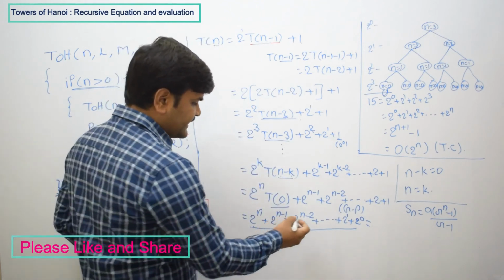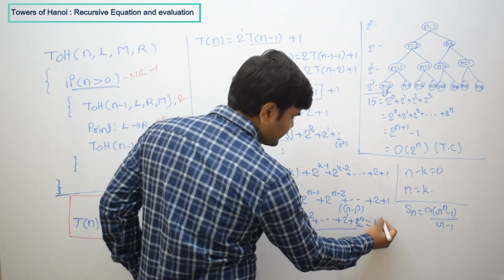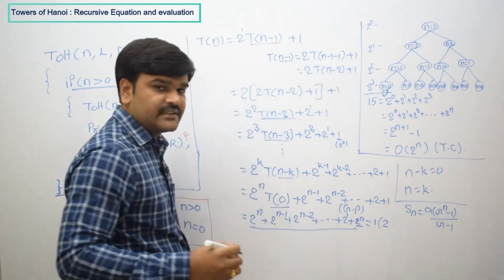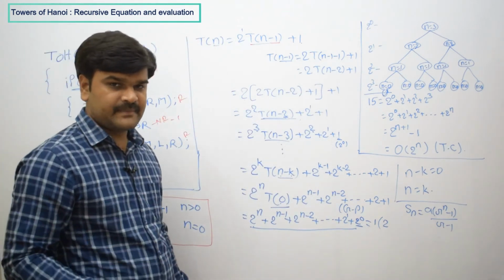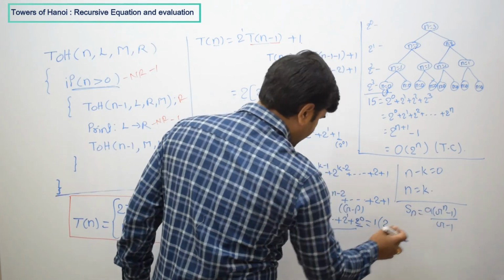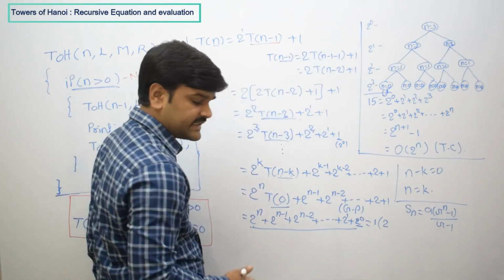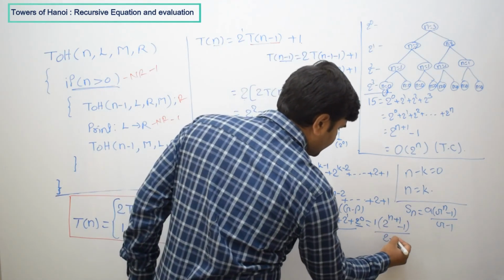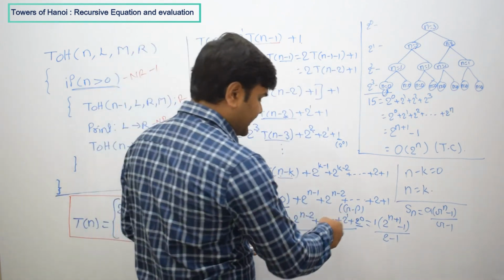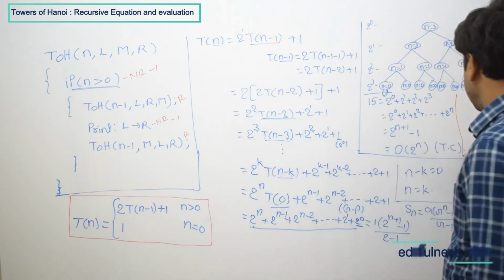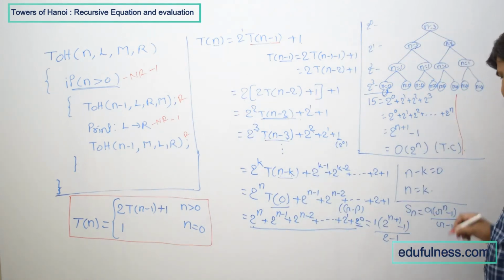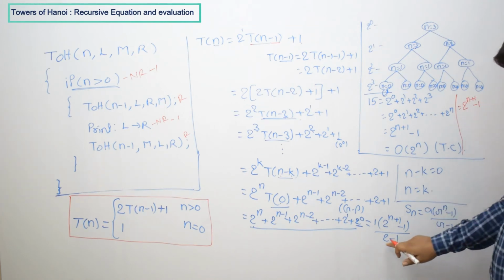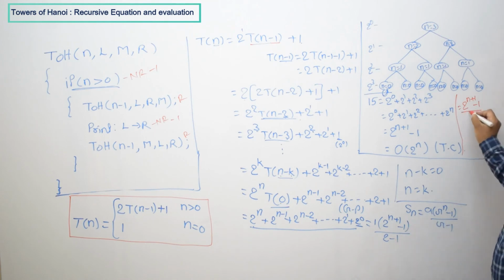So here a, the initial term, is 1, into ratio. Here the ratio is 2, that means every 2 consecutive terms have the same ratio. So that is 2 power n. How many terms are here? Total n plus 1 terms. So 2 power n plus 1 terms minus 1 by 2 minus 1. If you simplify this, we are going to get 2 power n plus 1 minus 1 by 2 minus 1, which is 1.